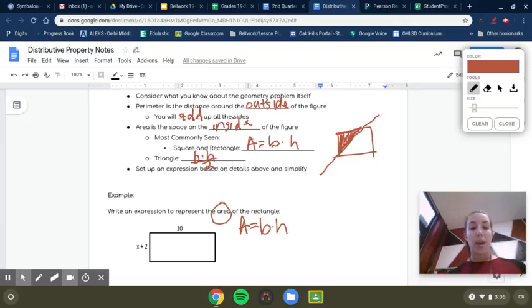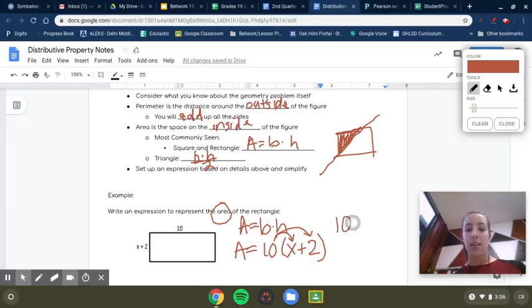If I look, the base in this rectangle is 10, and the height is x plus 2. So if you then see what I did there, I'm going to have to do 10 times x and 10 times 2 because I have a parentheses there. So when I do that, I get 10x plus 20. So then that would be my final answer for my area. And once again, I can't combine this because this one has x and this one does not.